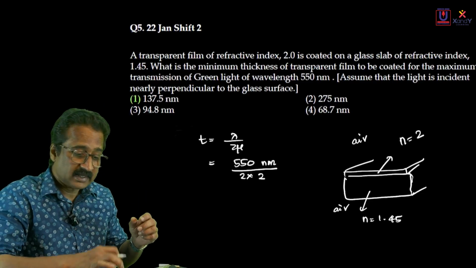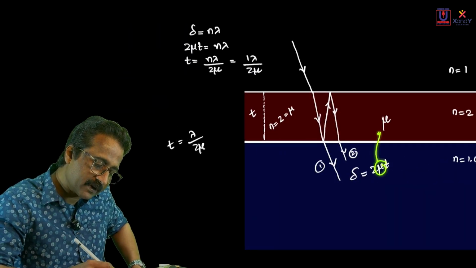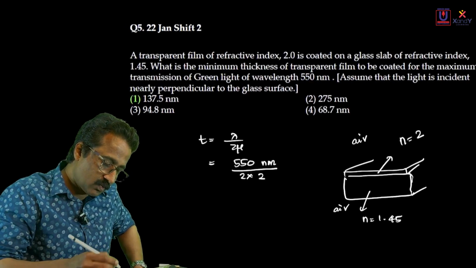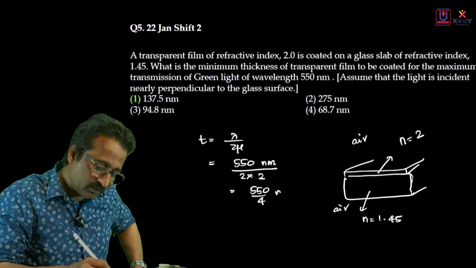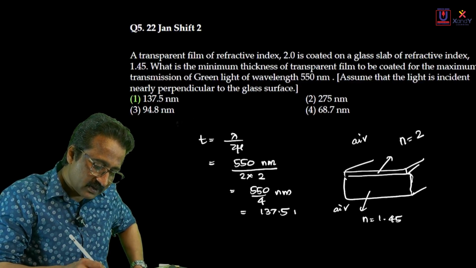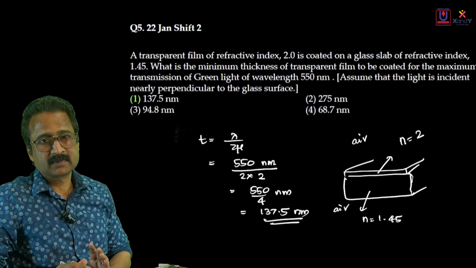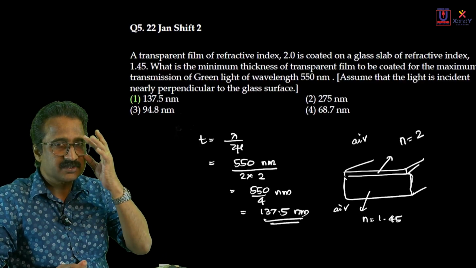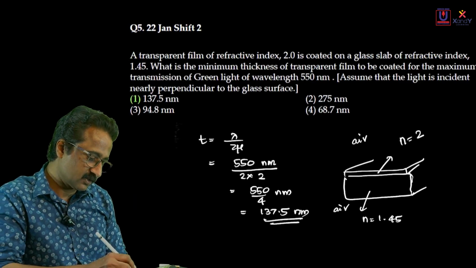Remember, in the expression 2 mu t, don't get confused. This mu is actually the refractive index of the coating or the thin film. Yes, it is 2 into 2. What is that then? 550 divided by 4, isn't it? 550 divided by 4 nanometer is your answer. This looks like 137.5 nanometer. So that is the minimum thickness for which this will take place. So for the best transmission, for the transmitted light to be interfered constructively, the condition is that thickness must be minimum 137.5. Yes, your option is 1.